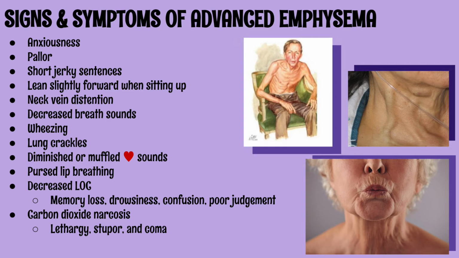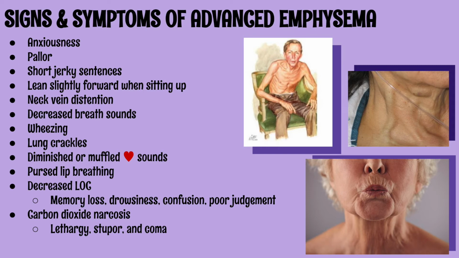The patient's neck veins are distended when they breathe out. There will be decreased breath sounds upon auscultation, as well as wheezing and lung crackles. Their heart sounds are going to sound diminished or muffled. Now, patients with advanced emphysema are still going to have that barrel-shaped chest, but you may notice that they're pursing their lips to breathe. Level of cognition may become impaired, so memory loss, drowsiness, confusion, poor judgment.